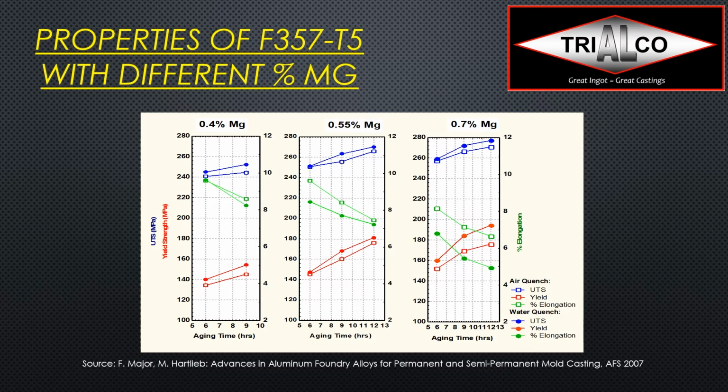And we can very easily see just by adding some more magnesium, going to 0.55 and then going to 0.7, we see a big increase, and very nice increase also in heat treatment response. So we're getting stronger and stronger and losing ductility for that.